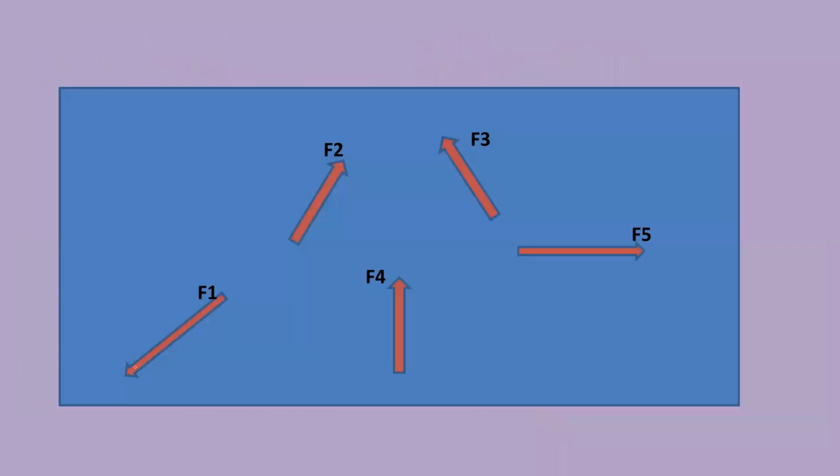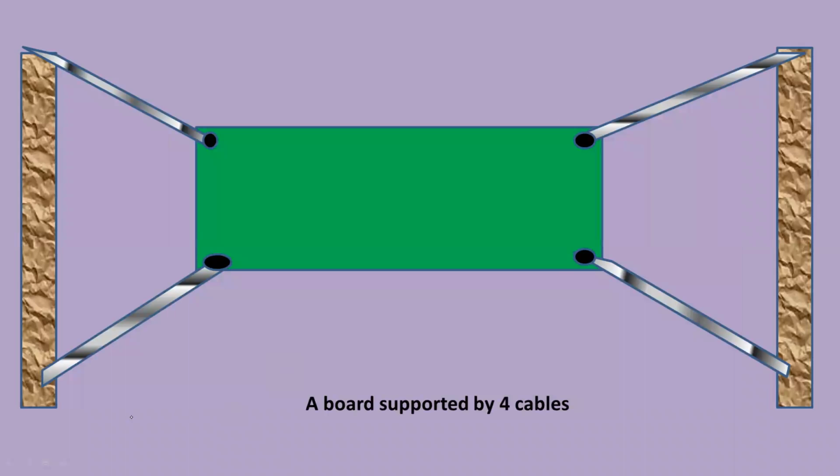So this is another example where F1, F2, F3, F4 and F5, they are lying in this plane. There is a plane of the screen. Okay, so it becomes the coplanar force system. Next example here.